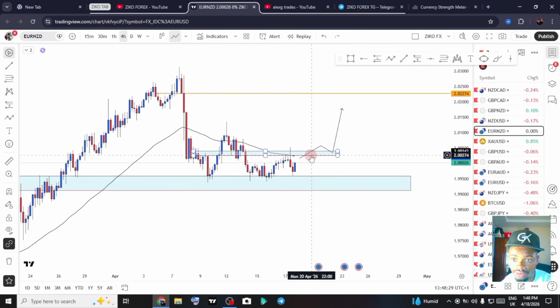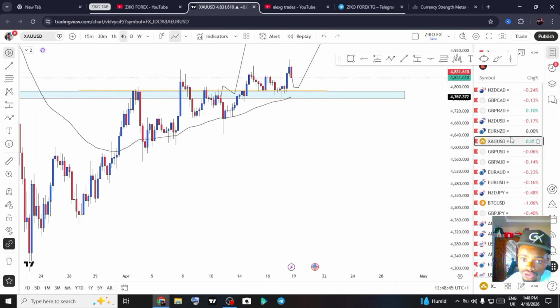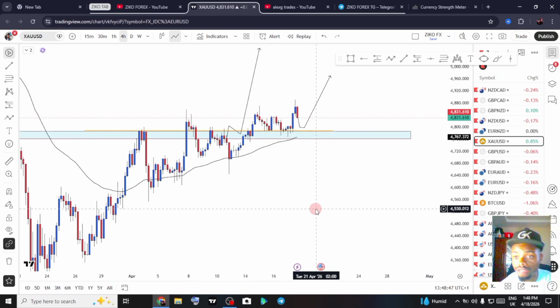Which, by the way, seems like I'm expecting the opposite of what I just saw here, right? Which is like a break and retest above this level to buy. So not all the trades are actually going to give us the opportunity. The trades that are going to give us the opportunity, we will trade those ones, right? And for gold, I expect gold to actually continue bullish because the market structure is clearly bullish.